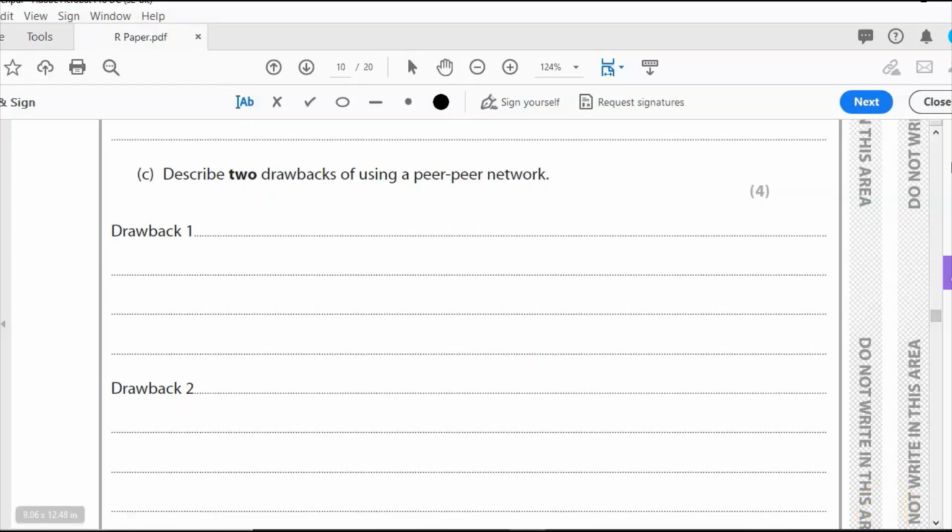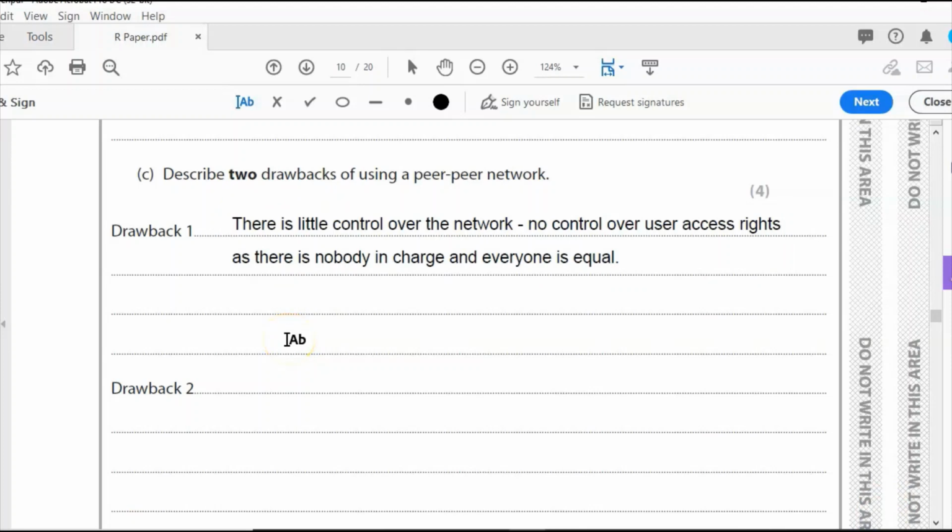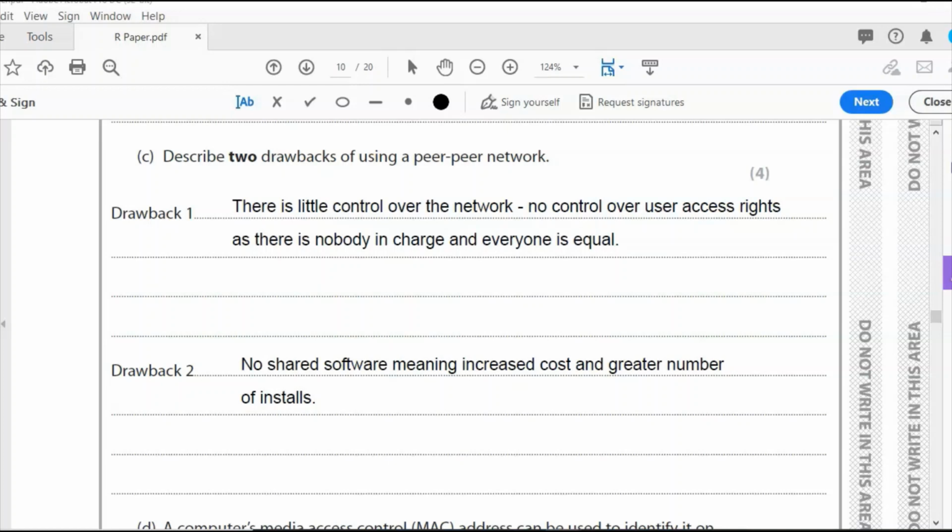That's other problems. So there's little control over the network, no control over user access rights, as there's nobody in charge and everyone is equal. So that's a problem because there's no one actually looking after the network. Another drawback is no shared software, meaning increased cost and greater number of installs. So because software isn't shared out across the network, it needs to be installed individually, which means extra cost and more installation.